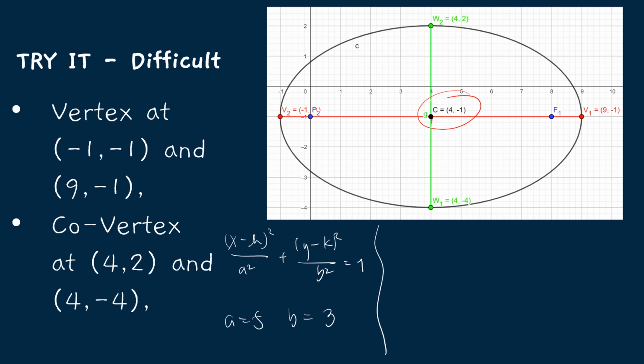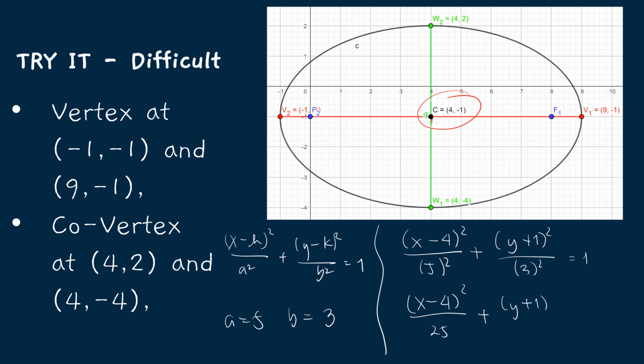And then, substitute. Since 4 is positive, it becomes (x minus 4) squared, then 5 squared for a squared, plus (y minus -1) becomes positive 1, and your b squared becomes 3 squared, is equal to 1. Simplifying, your final answer would be (x minus 4) squared over 25 plus (y plus 1) squared over 9 is equal to 1. This is your final answer for the given equation of an ellipse that is a horizontal one.